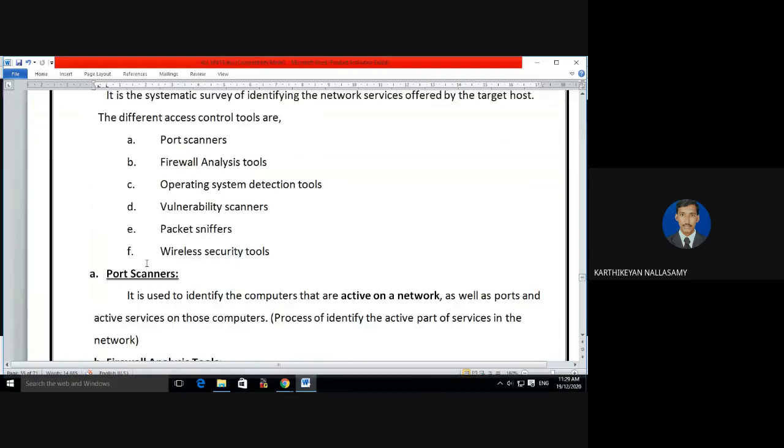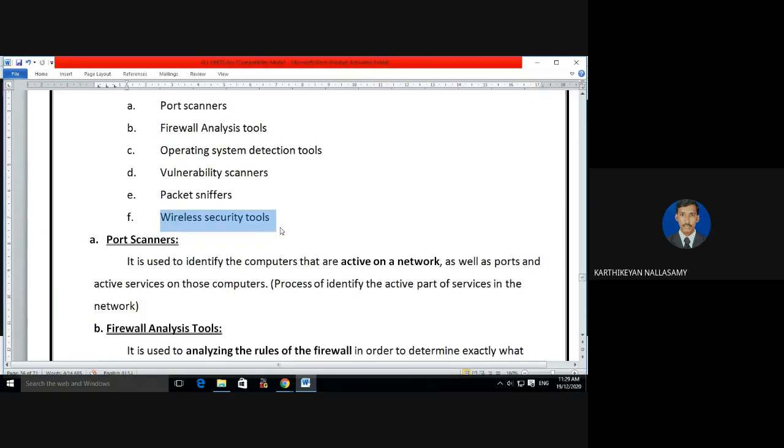That is the meaning. So the possible tools are port scanners, firewall analysis tools, operating system detection tools, vulnerability scanners, packet sniffers, and wireless security tools. These are some of the tools normally used for fingerprinting.